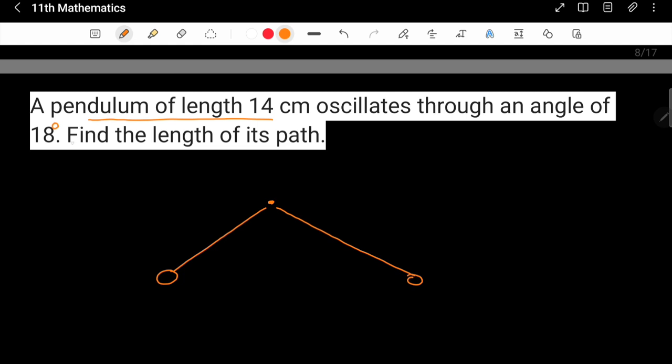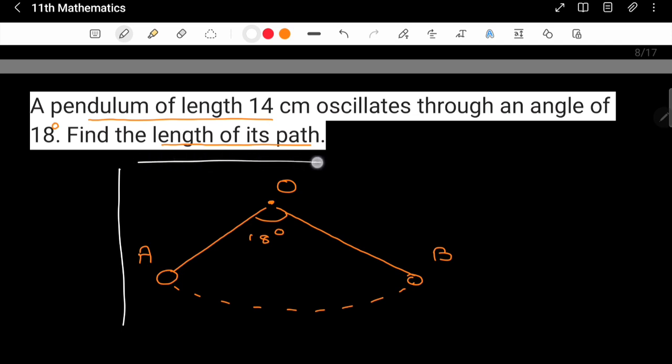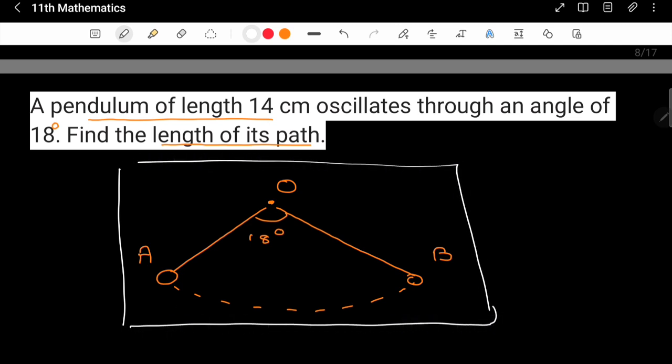So what we have to find out? This angle is given as 18 degree. Since the pendulum is oscillating by an angle of 18 degree, we have to find out the length of its path. So what is the length of the path? This is the length of the path, and that forms an arc. Again, we'll name this arc as AB, this center as O. Fine. So now this whole figure, you can see it as a part of a circle or as a sector of the circle.